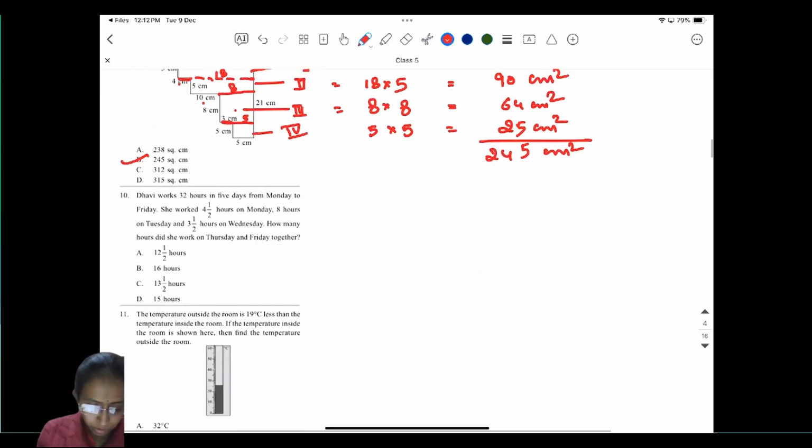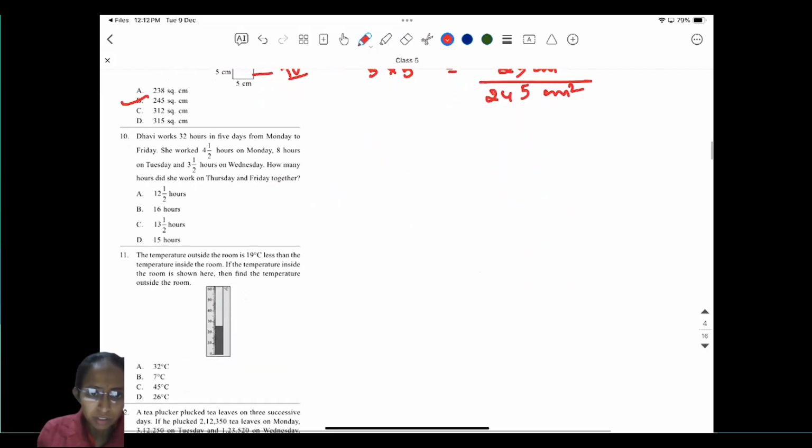Okay. Now the 10th one. Dhavi works 32 hours in 5 days from Monday to Friday. So 32 hours for 5 days. She worked 4.5 hours on Monday. So total she worked for 160 hours. On Monday, she worked for 4.5 hours.